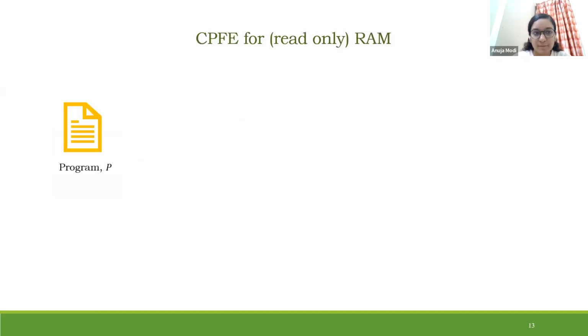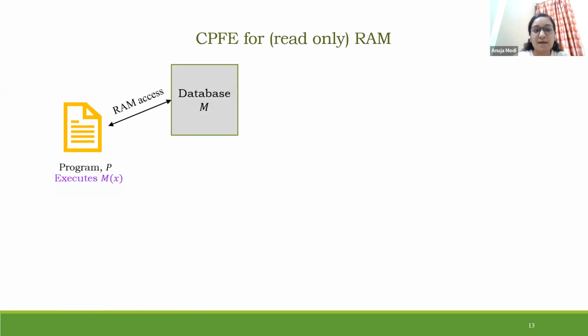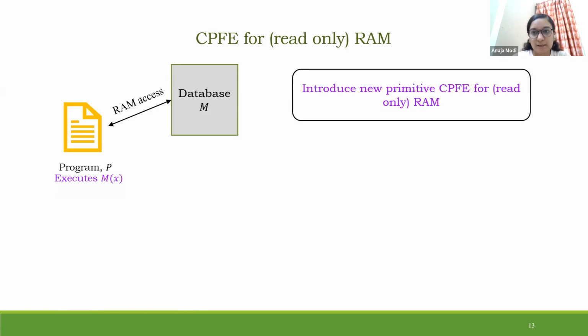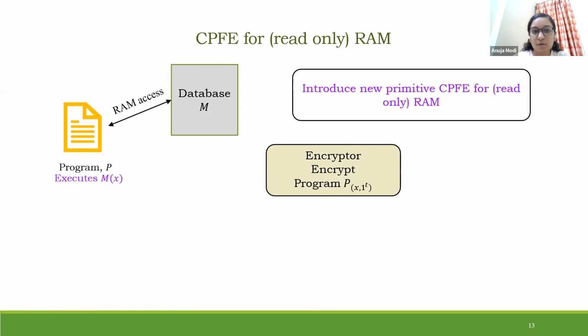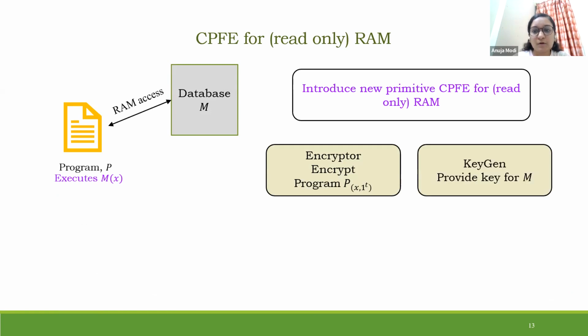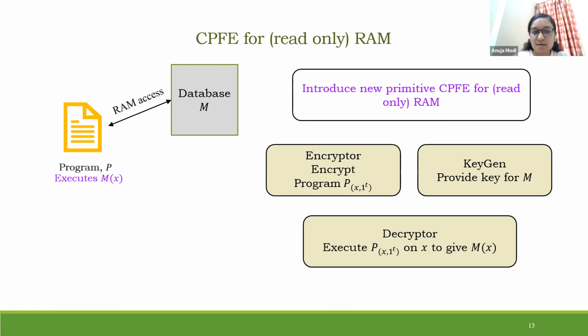So we have a program P which has RAM access to a database M, and this program P executes M of X. We introduce a new primitive called CPFE for read-only RAM, where the encryptor encrypts the program P. Keygen provides the key for the database M. The decryptor executes this program P on X to give M of X.